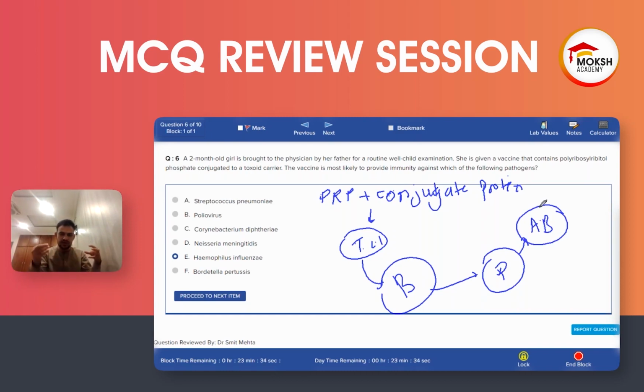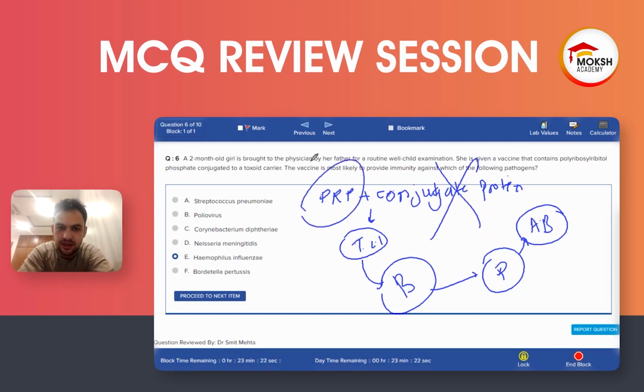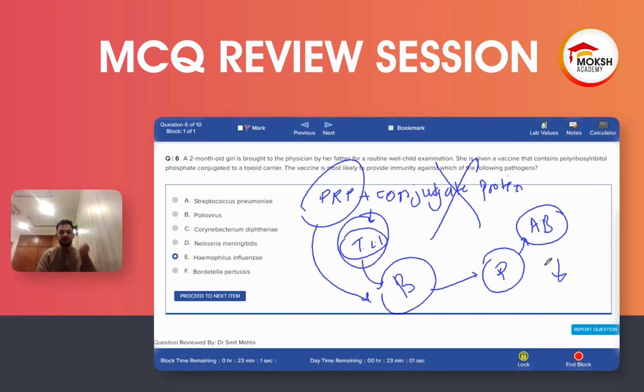When we combine PRP with a conjugate protein, usually a protein of diphtheria, it works well. If the conjugate protein is not there, then it's only a polysaccharide capsular antigen, and the B cell is activated directly without mediation by T cells, which produces less antibody. It's weak. That's why we conjugate capsular antigens with a conjugate protein, to enhance the T cell dependent activation of B cells and enhance immunity by producing more antibodies.